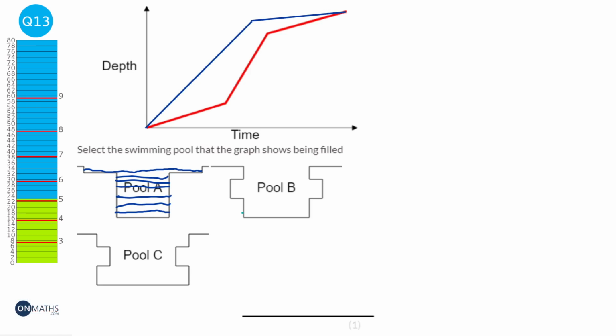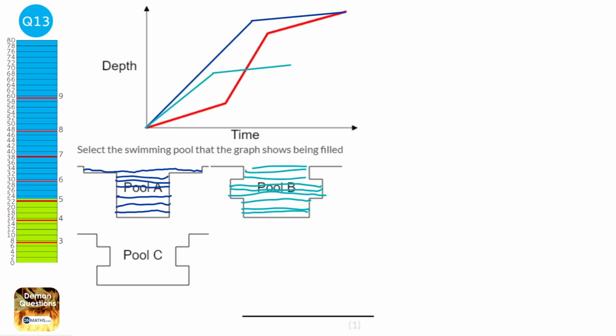So for pool B, we start off quite quickly because it's quite thin, and then we have a wider bit here, so it will go slower here, and then we go quickly again. So we need a graph that starts off quite quickly, then goes slowly, and then goes quickly. And the steeper the graph on our depth time graph, the faster it's filling up. And that red line doesn't really describe that either.